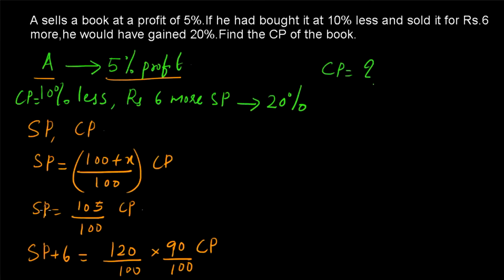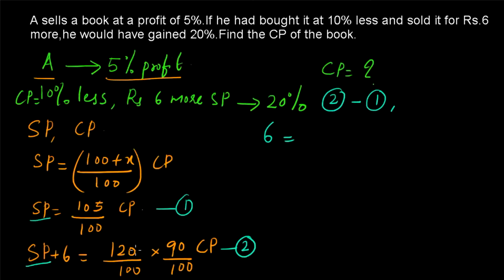Suppose selling price was asked, we can divide equation 1 by 2, then the cost price will be eliminated and we can easily find the selling price. But here the question is to find the cost price of the book. So we can do 2 minus 1, second equation minus first equation, and we will get SP plus 6 minus SP, so we get 6. We can easily eliminate the selling price. Depending on what we have to find: if it is selling price, we subtract 1 from 2, and if it is to determine the cost price, we divide 1 by 2.